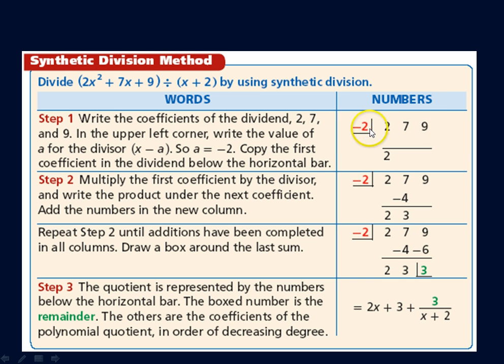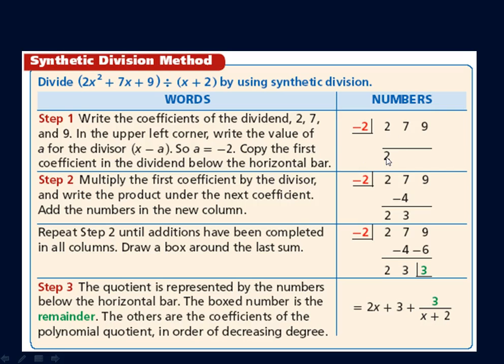Now, up in this corner here, we want to write what a is. It should be in the form of x minus a. So basically that means whatever number you have here, change the sign, and that's what a is. So positive 2 becomes a negative 2. Alright, so now we've got it set up. You want to draw a bar underneath it and bring down the first term. So the first term is a 2, so bring that down.